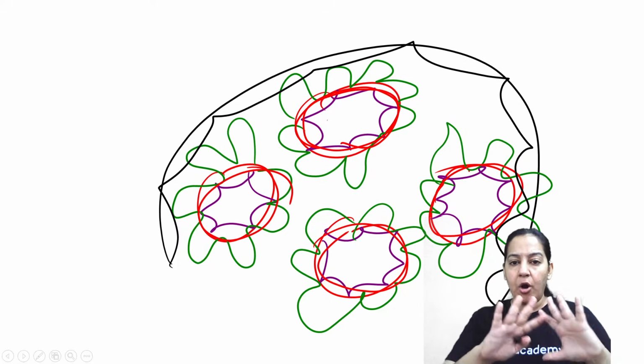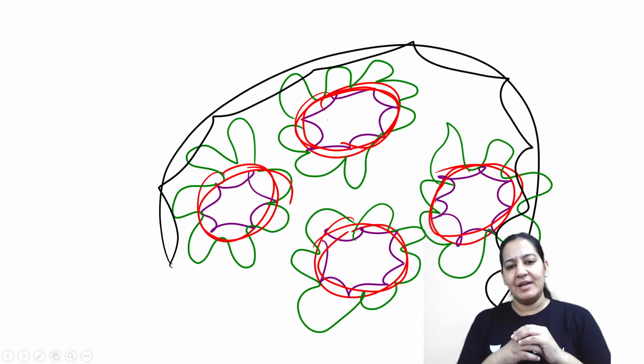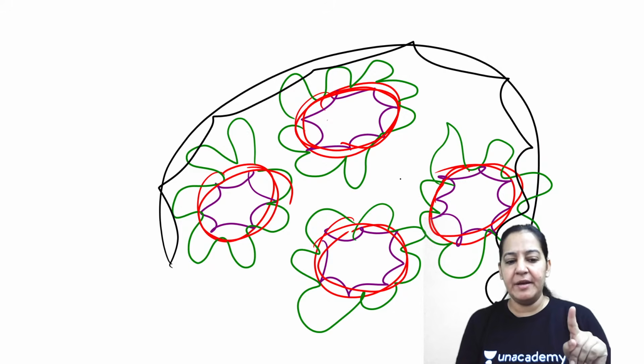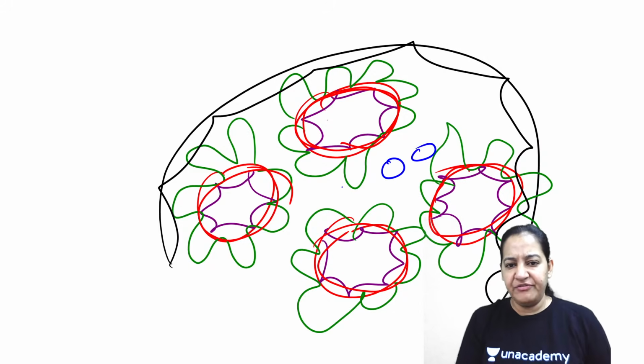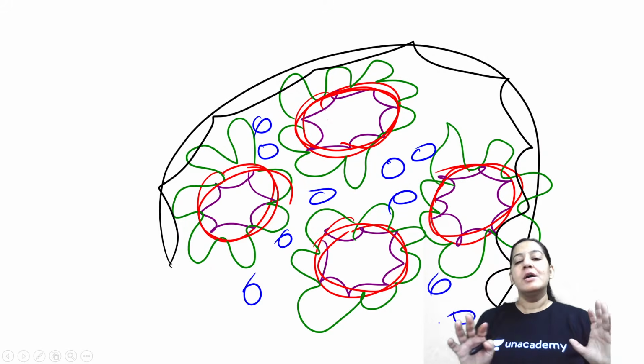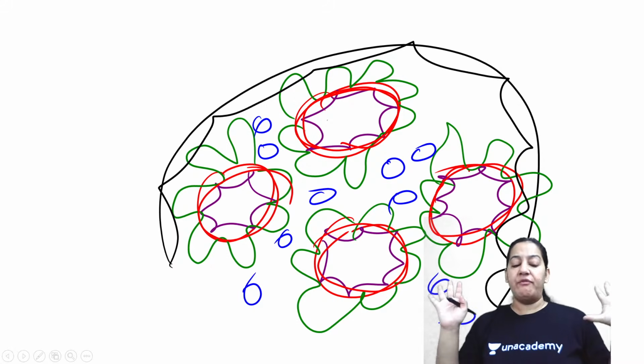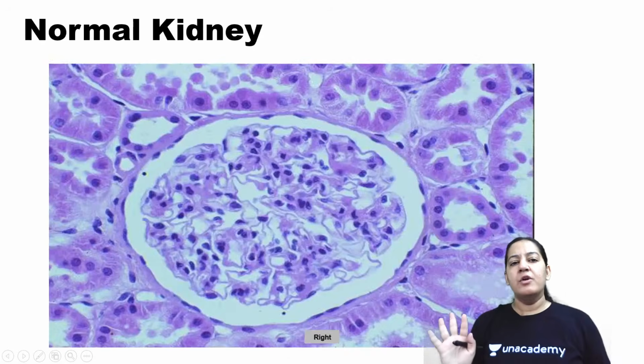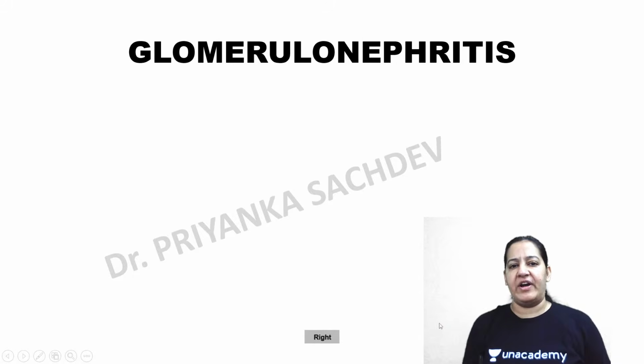You got it? Now, can you see the space between multiple capillaries? The space between multiple capillaries is filled by the filler cells, supportive cells. These are the mesangial cells. So this is the complete structure of a glomerulus. If you have understood it, we can start the glomerulonephritis.